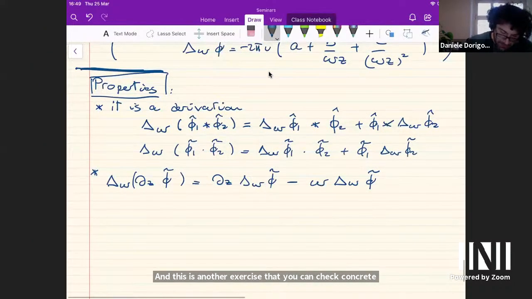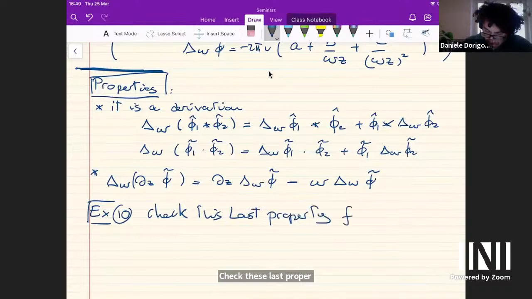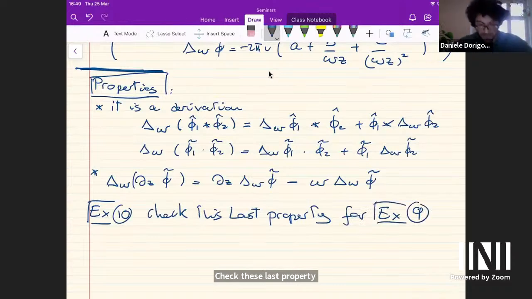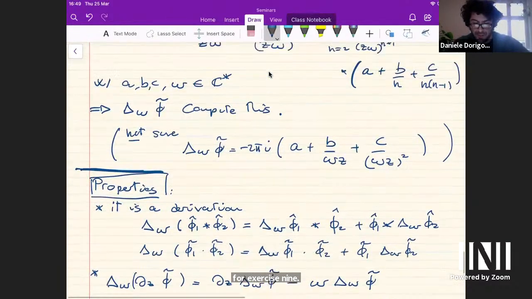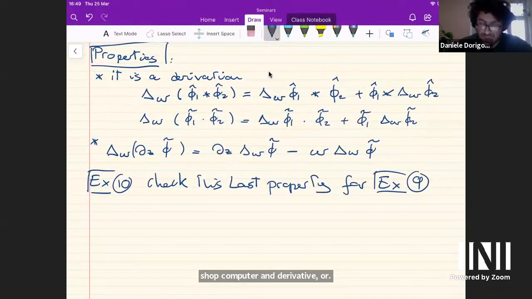Exercise number 10. Check this last property for exercise 9. So I gave you a very simple formal power series in here. First of all, take the derivative with respect to z, redo the Borel summation, study the singularity structure, compute the alien derivative, or compute the right-hand side of this last property. And you will see that the two things match.